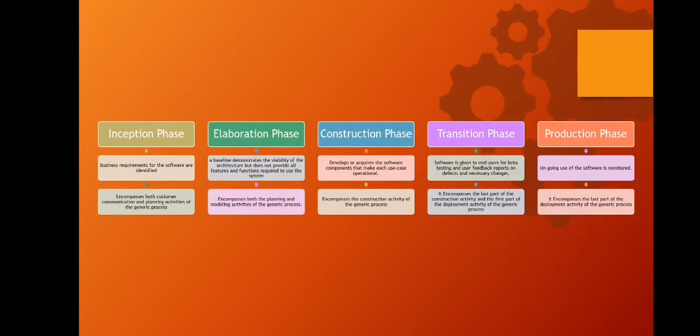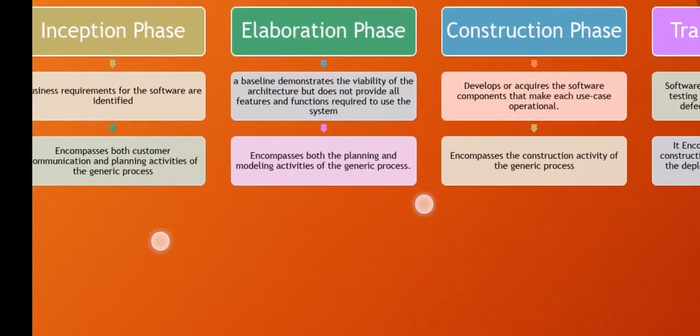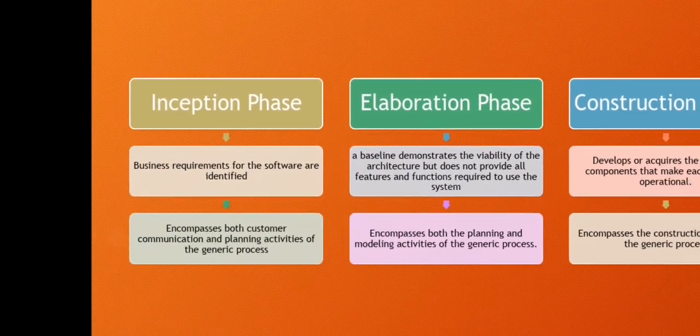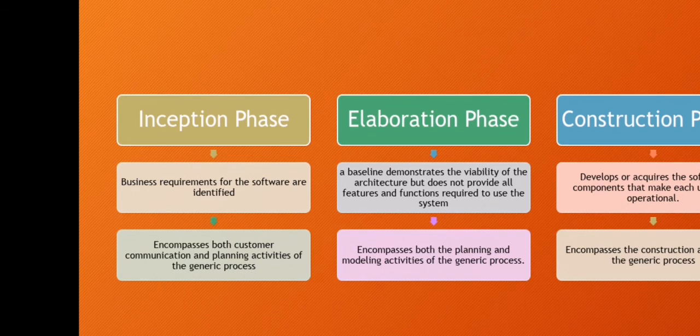So, these are the five phases. We have the inception phase, the elaboration phase, the construction phase, the transition phase, and lastly, the production phase. Let me zoom in. Now, in the inception phase, business requirements for the software are identified. So this is very important in order for the software engineer to meet the needs of the customer. So it encompasses both customer communication and planning activities of the generic process.